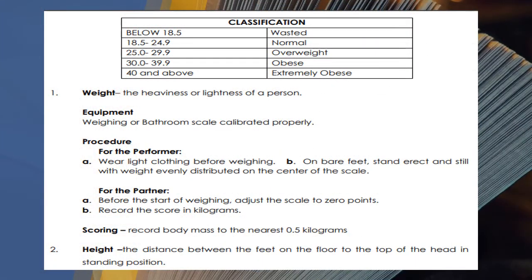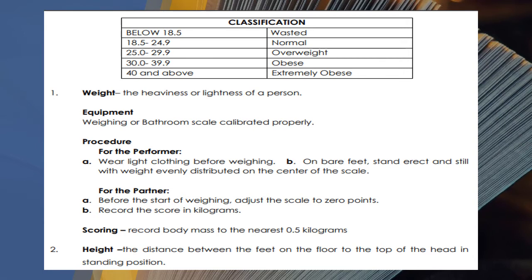Classification of BMI is as follows. Below 18.5 is wasted. 18.5 to 24.9 is normal. 25 to 29.9 is overweight. 30 to 39.9 is obese. 40 and above is extremely obese.